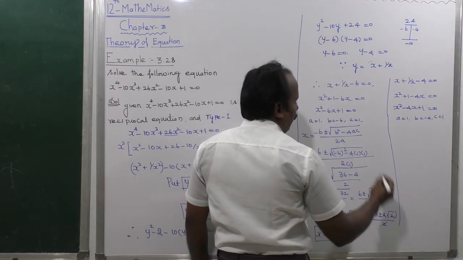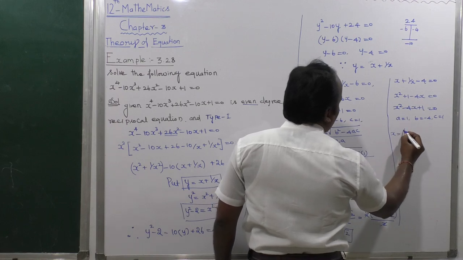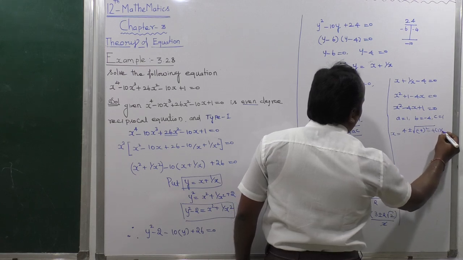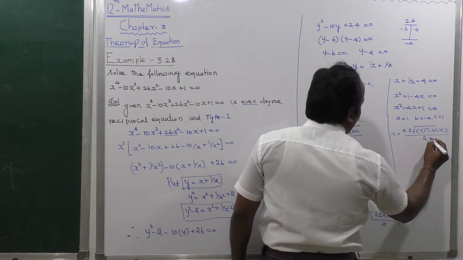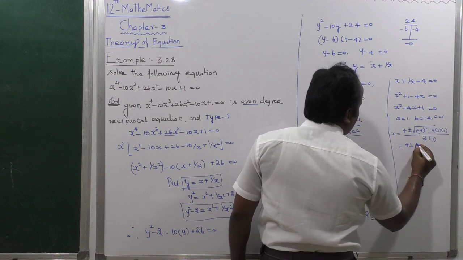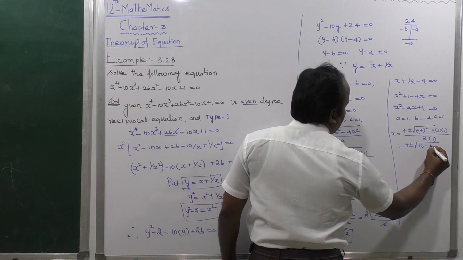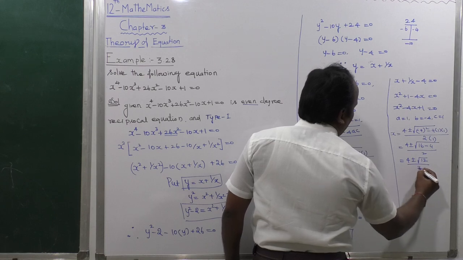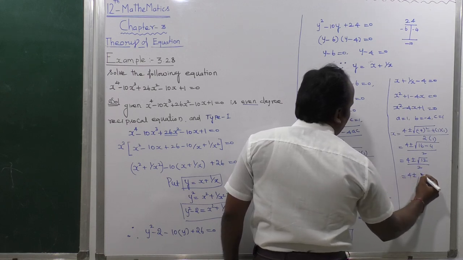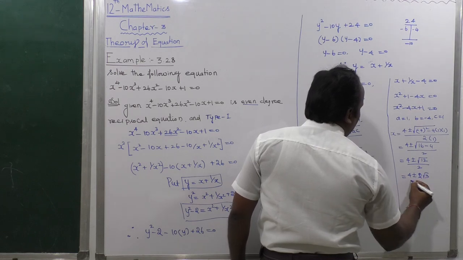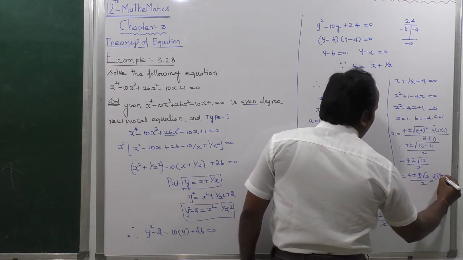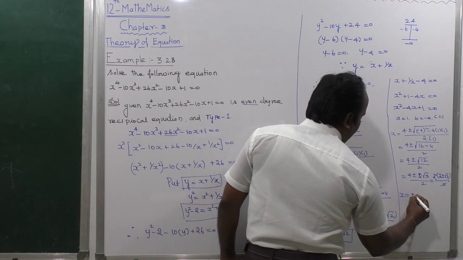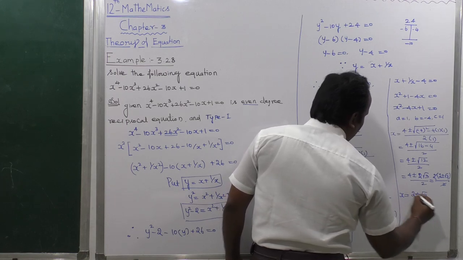The second equation follows the same formula: x = (4 ± √((−4)² − 4·1·1)) / (2·1) = (4 ± √(16 − 4)) / 2 = (4 ± √12) / 2 = (4 ± 2√3) / 2. Taking 2 as a common value, the remaining is (2 ± √3), and the 2s cancel. Then x = 2 ± √3.